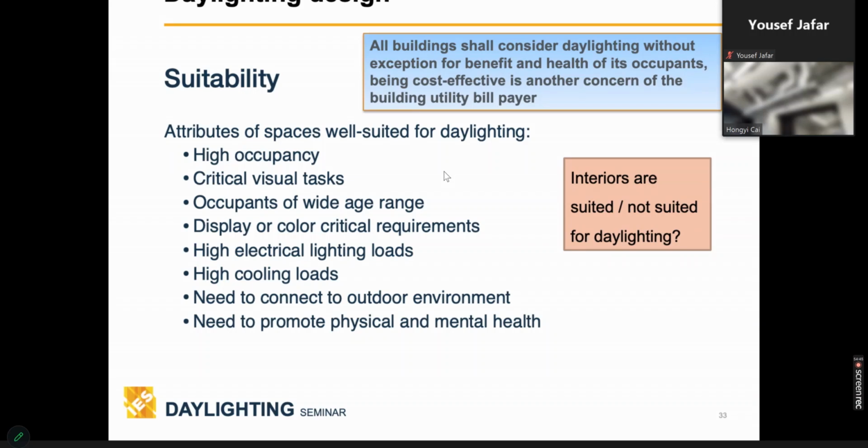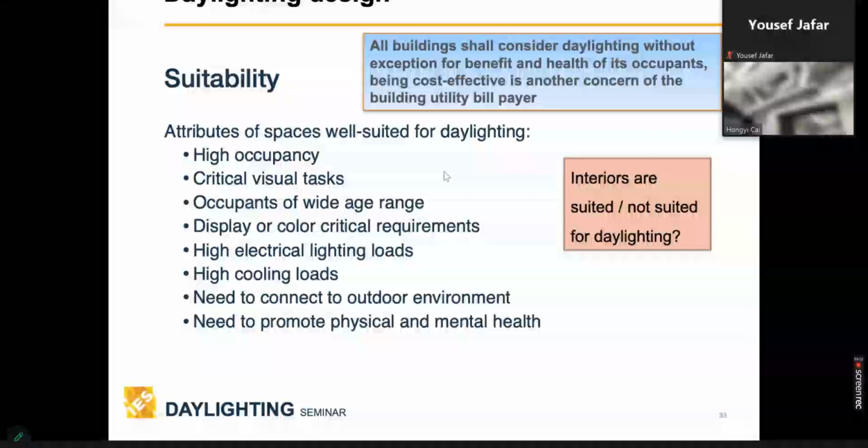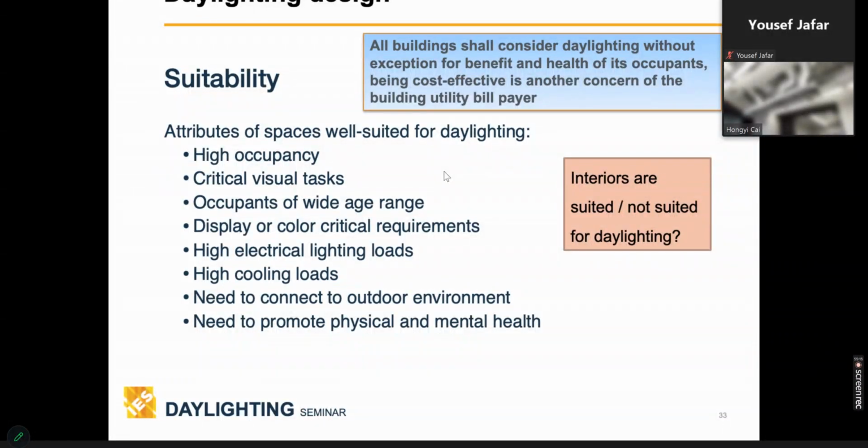So they have very short time exposed to the sunlight. Different from you: you get out and come to school, you're always exposed to outside sunlight. For them, it's very limited. So your daylighting design will be a very critical part to promote their health, physical need, and mental need. So consider that. They are all attributes considered well suited for daylighting design.